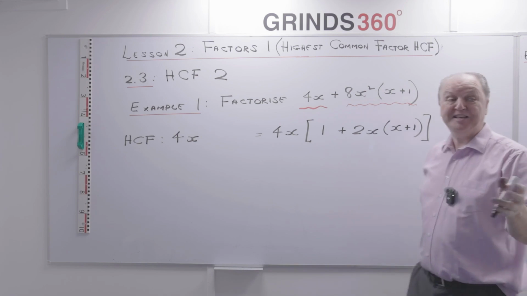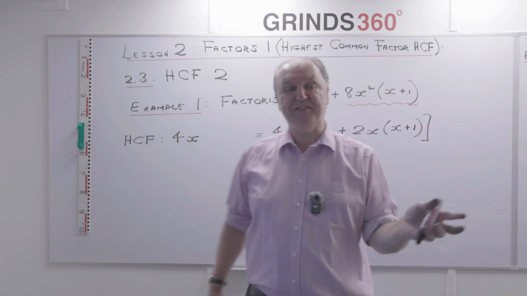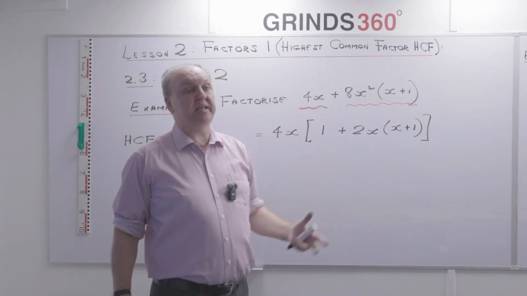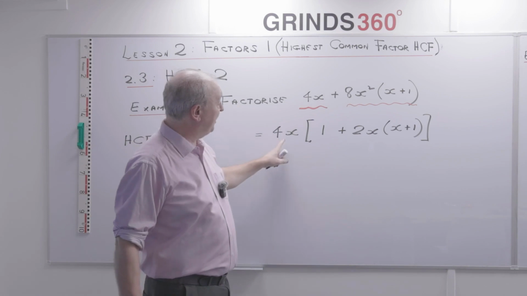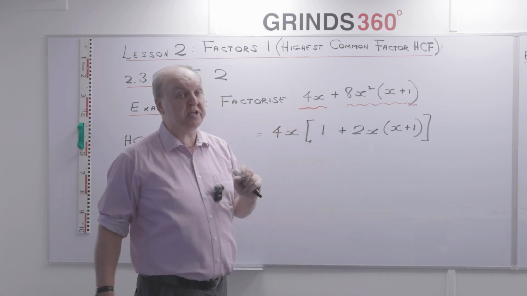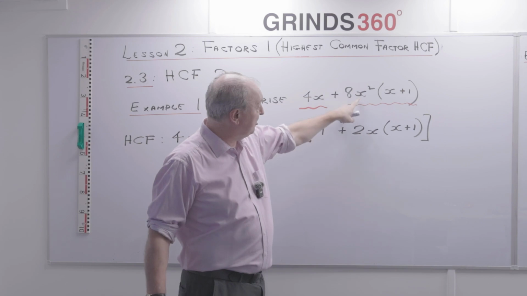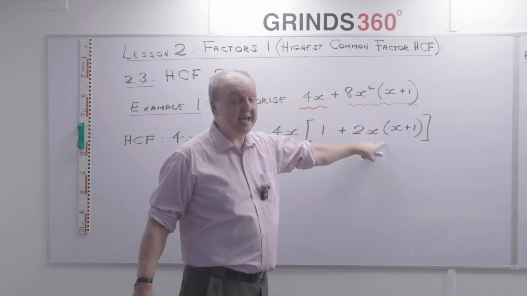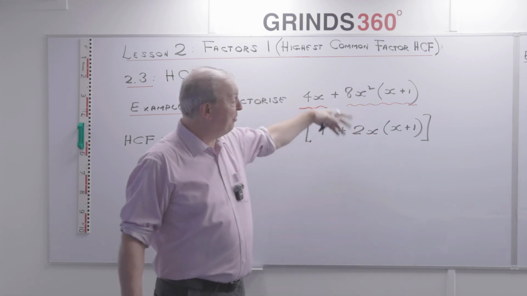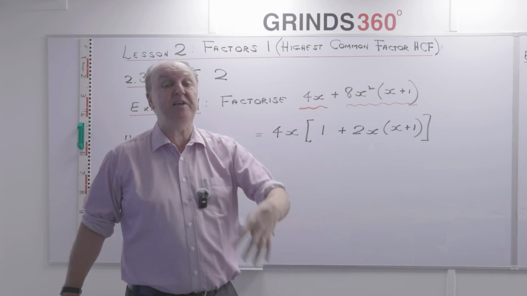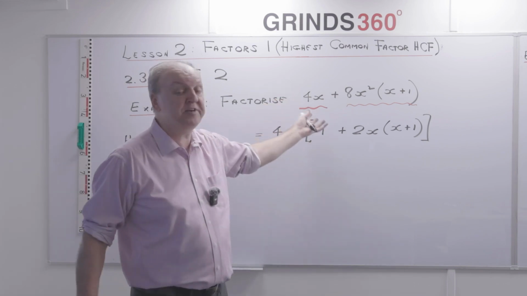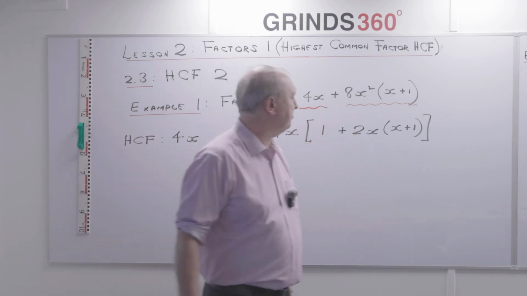You can always do a quick check, because if I multiply out the second line, I should get the first line back. 4x by 1 gives me 4x, that's fine. Second term, 4x by 2x gives me the 8x squared by the (x plus 1). So both lines are identical. It's an identity. I've just written the first line down in a different way.